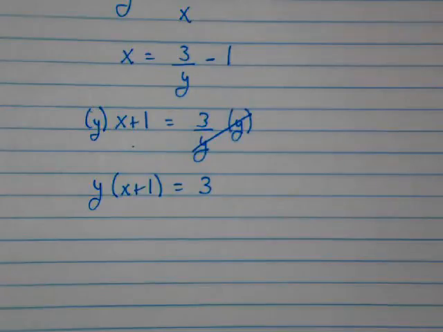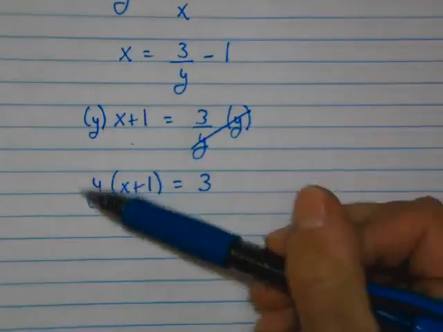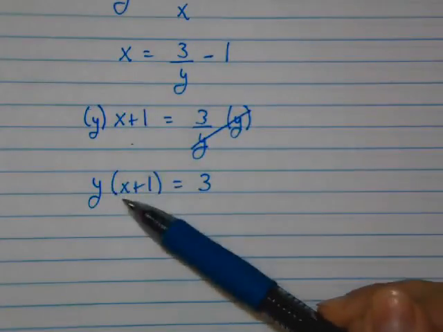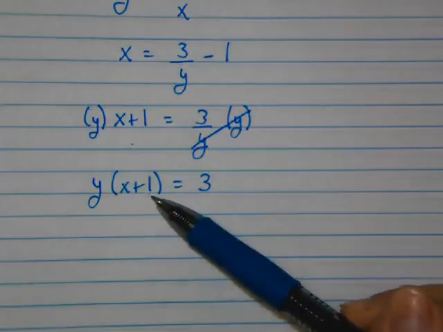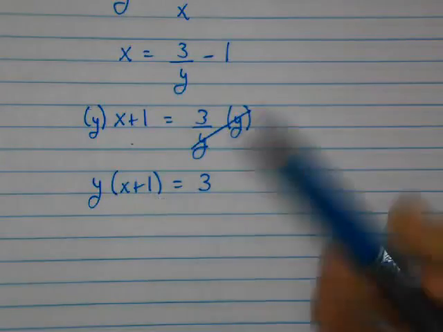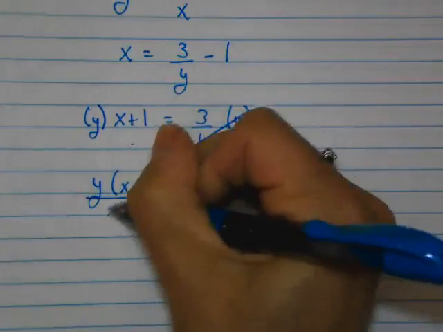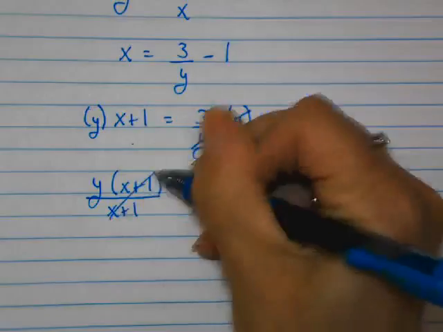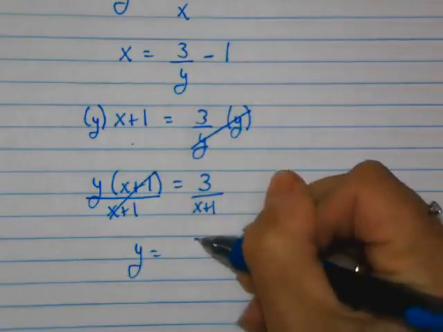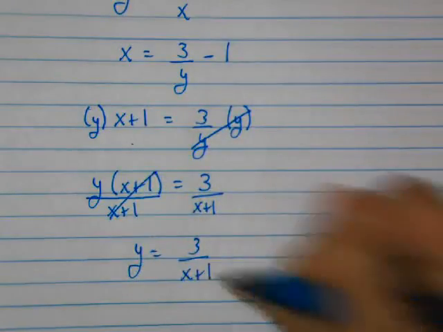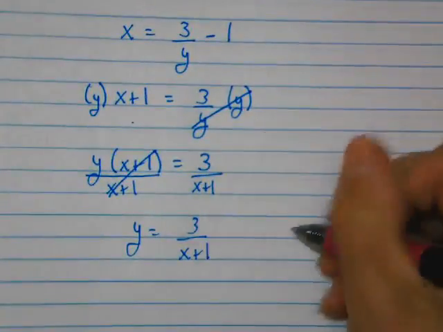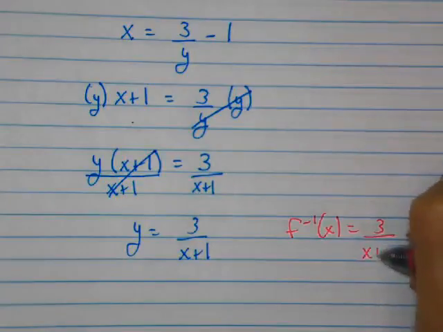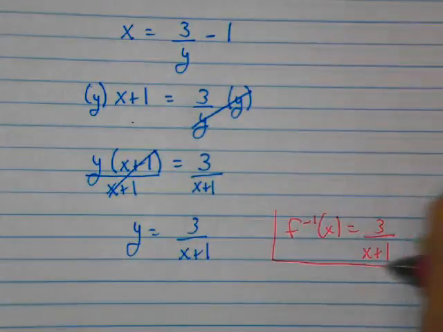I need to still get y by itself, so I need to get rid of this that's attached to y. And remember, this is attached by multiplication, so to undo multiplication, I will divide. So they are gone, and I get y is equal to 3 over x plus 1. And now lastly, just go ahead and replace f negative 1 of x is equal to 3 over x plus 1. Okay?